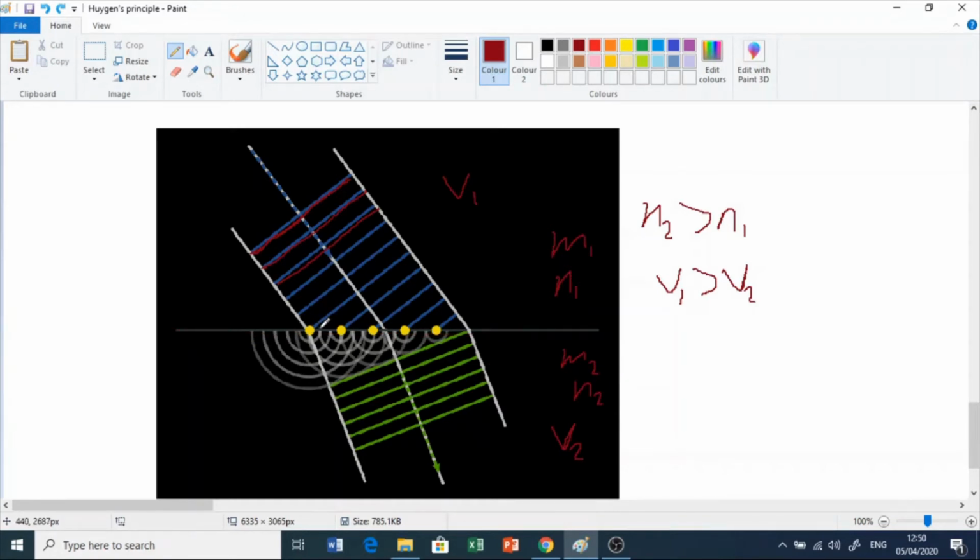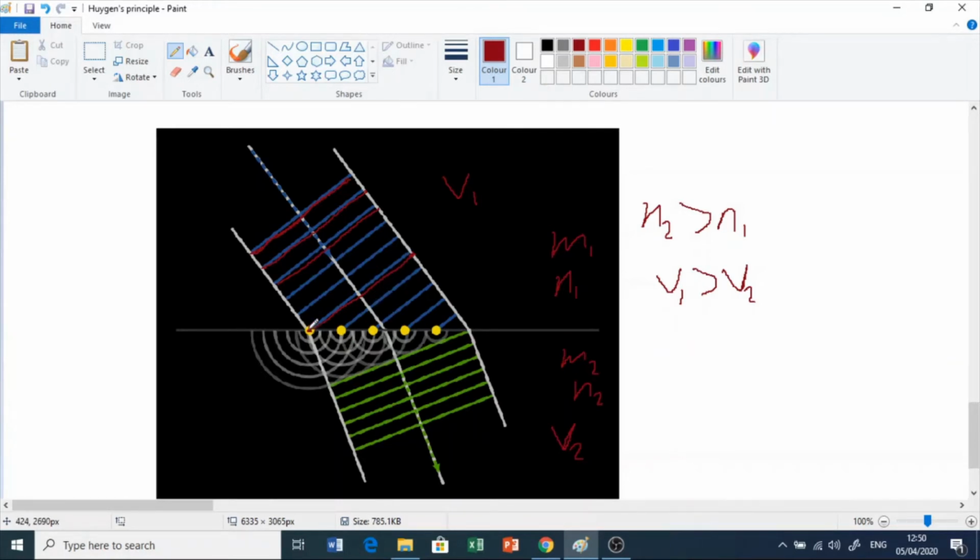So let's concentrate on only this wavefront. What is the importance of this wavefront? Why is this important? Because when this point of the wavefront reaches the boundary, the other point is still somewhere here.